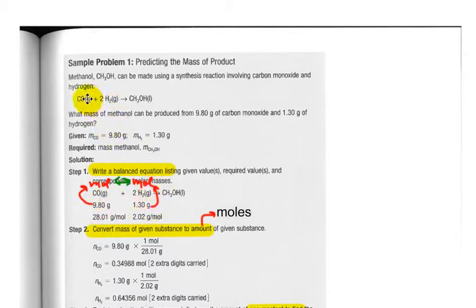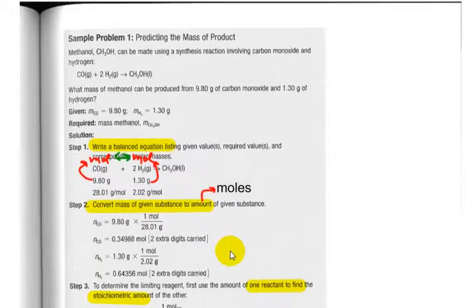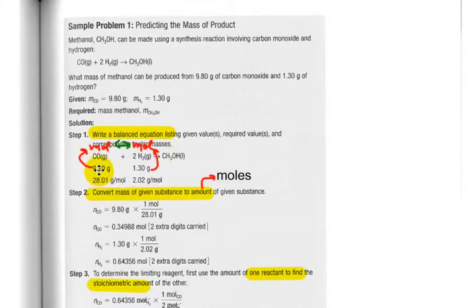Okay, so this question here, the molar mass of carbon monoxide is 28.01 grams per mole. The molar mass of hydrogen, 2.02. They did that already here in the question, because of course to go from grams to moles, you need to know the molar mass. So here's the calculation. 9.80 multiplied by 1 mole over 28.01 grams, 0.34988 moles. Also carry extra digits here, we don't want to round off too soon. Hydrogen, 1.3 grams multiplied by 1 mole over 2.02, we get 0.64356 moles.